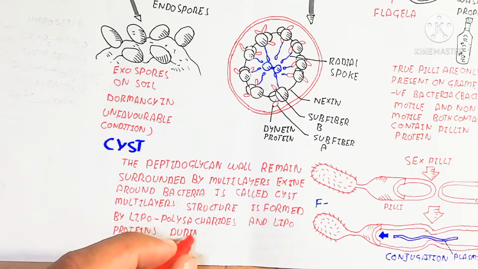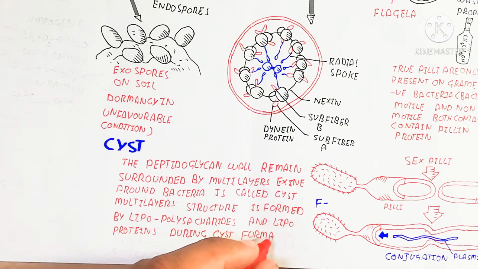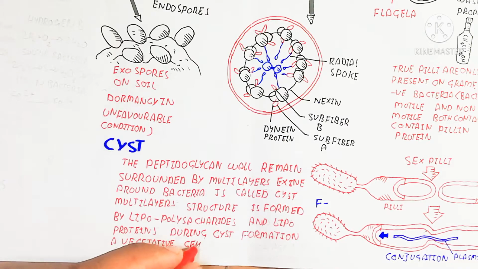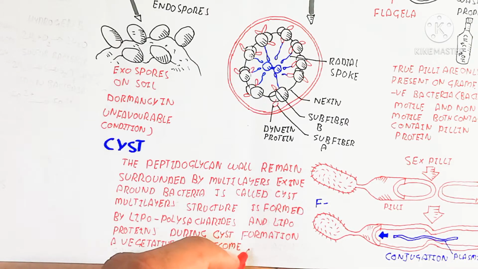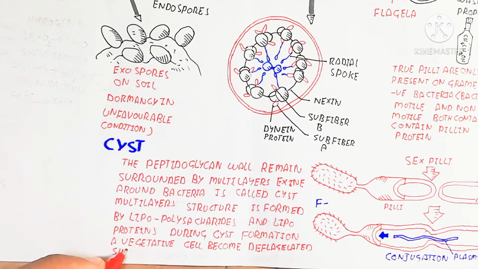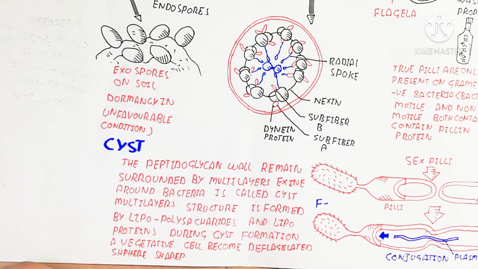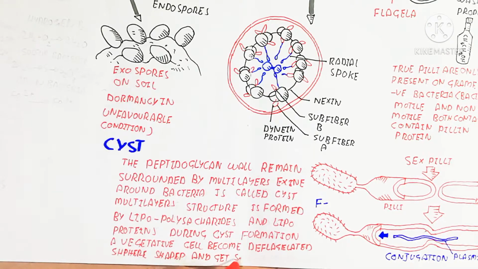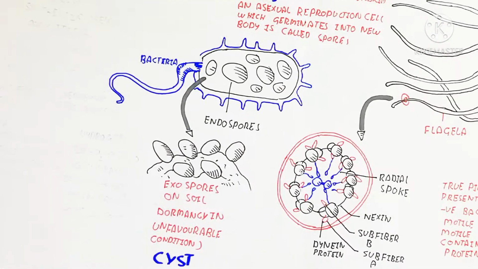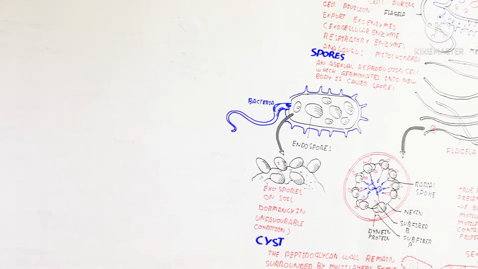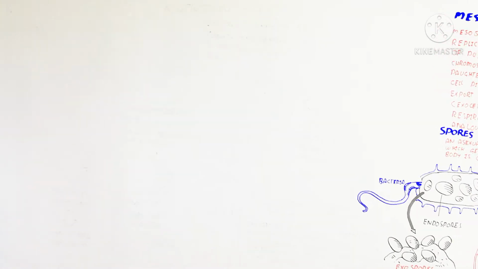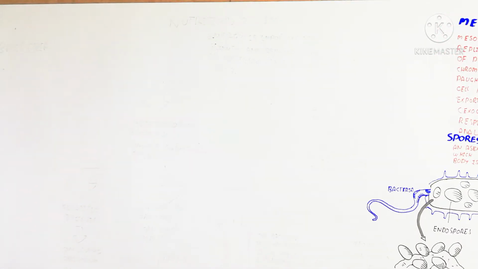During cyst formation, a vegetative cell becomes deflagellated and sphere-shaped and gets surrounded by a coat. So deflagellation forms a cyst. The cyst is the same structure but it is formed in the colony of the bacteria. It is a thread-like structure that is also present in blue-green algae, which look like bacteria. So remember that. Now we will discuss nutrition in bacteria.